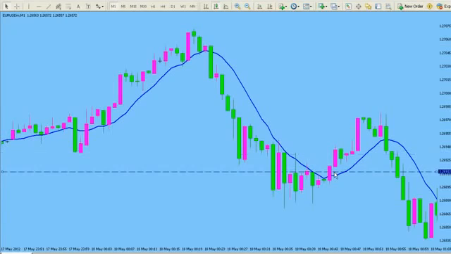Guys, I just want to remind you that you can absolutely do this. And if you choose to trade this method, remember you must trade this with absolute discipline.